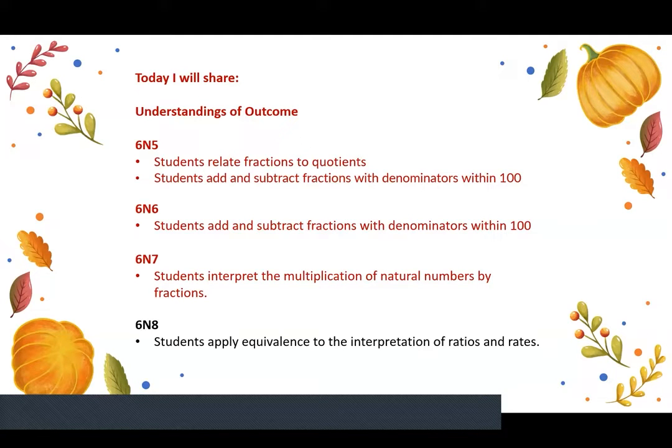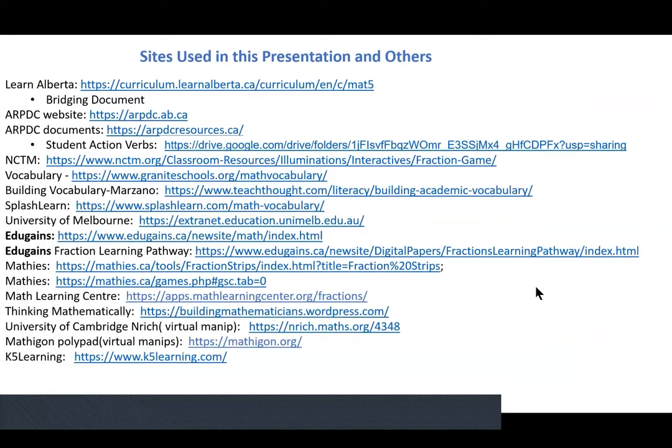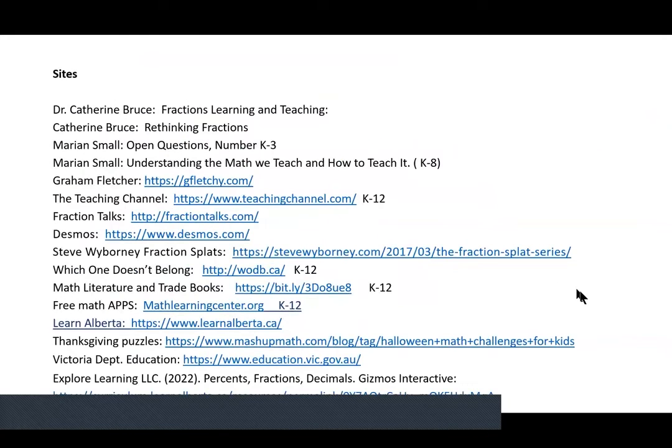The other thing I'm going to do, I'm not doing them in this order. I'm going to start with addition and subtraction of fractions. So I'm going to start with 6 and 6, and then I'm going to look at 6 and 5 at the very end, just because it's a little bit wordy and we want to talk about the meaning. These are the sites. So these are the sites for fractions. They might be the sites for other things as well. There's some professional learning in here.